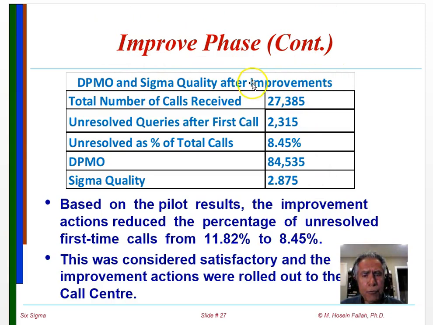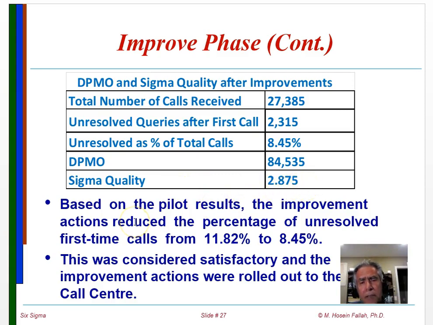So in the improve phase, they collected another sample of data to see whether or not they had actually achieved the improvement. Again, this was another random sample: 27,385 calls, out of which 2,315 this time were defective, which corresponds to a percentage of 8.45 and a defect per million opportunity of 84,535. Again, the sigma quality this time went up to 2.875.